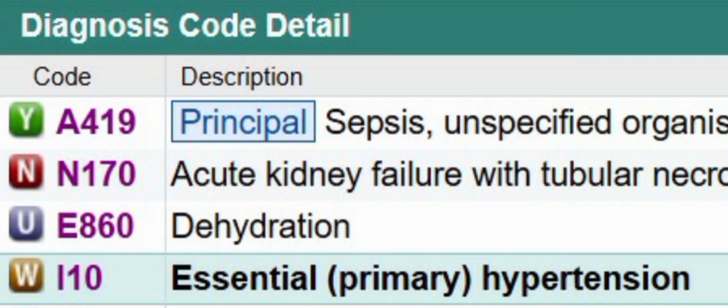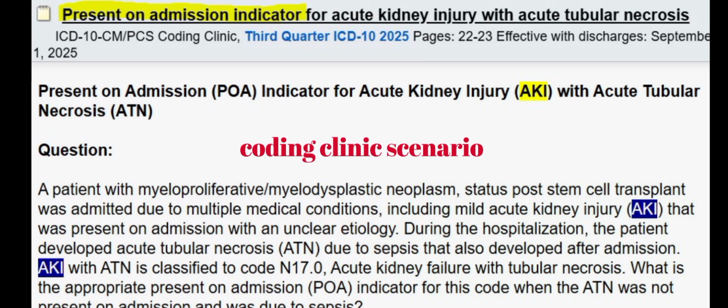I have assigned U as an indicator, which means the medical documentation is insufficient to determine if the condition was present on admission, and the fourth one is W. I have assigned for hypertension as W indicator, which means the provider is unable to clinically determine whether the condition was present on admission or not. Let us see one coding clinic scenario on how to assign a POA indicator.